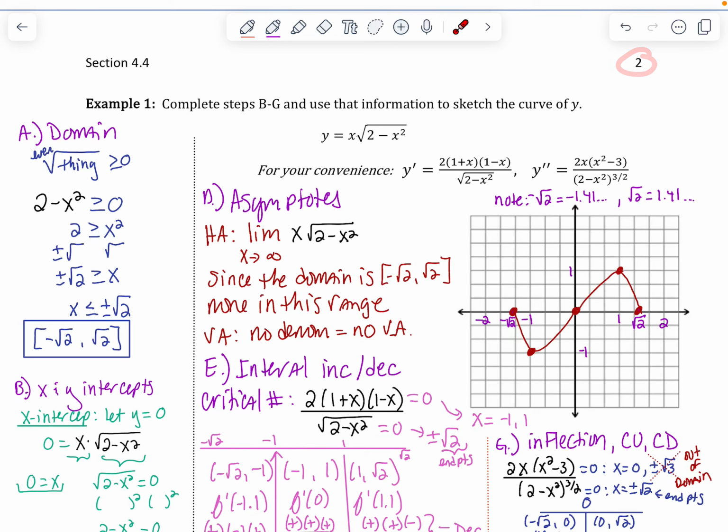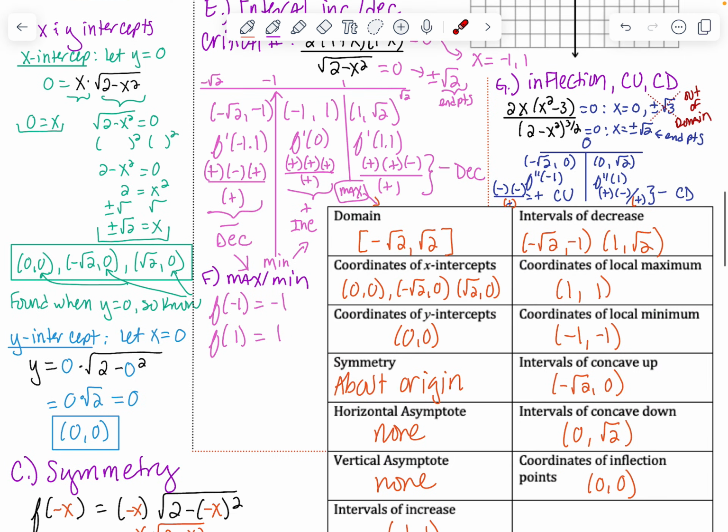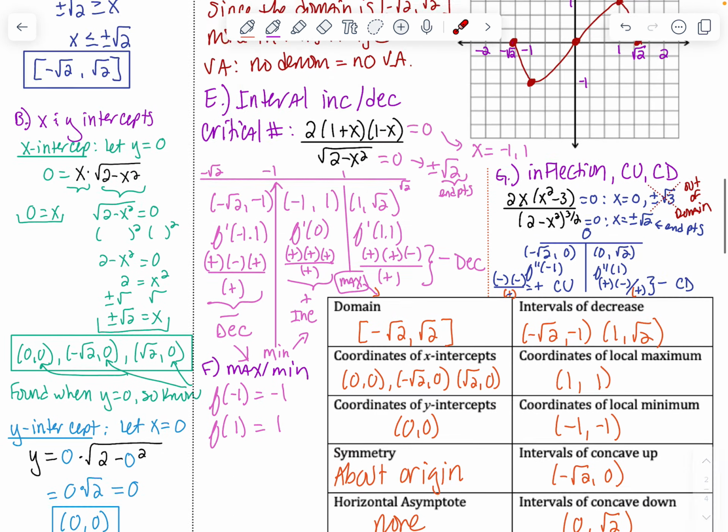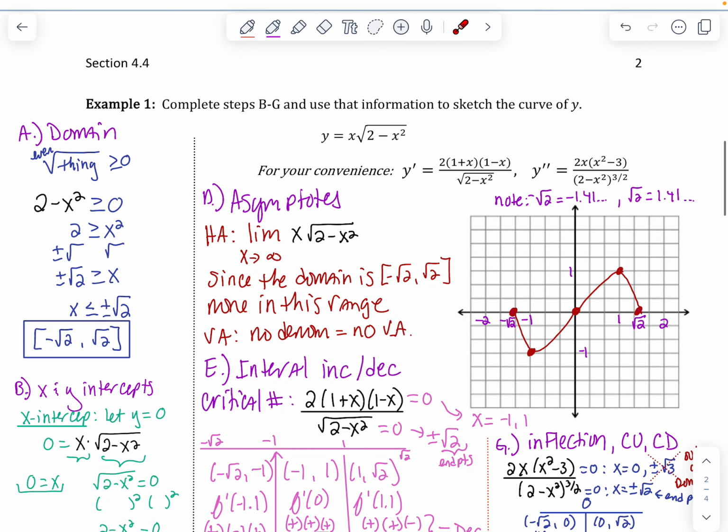Section 4.4, page 4. So we're going to go ahead and complete an example. I don't know why it says step B. It should be step A through G. And obviously you can see down below we've got all those answer boxes we're trying to fill in.